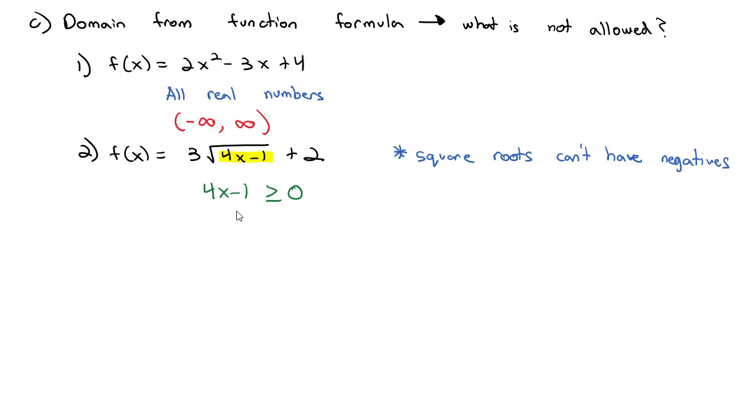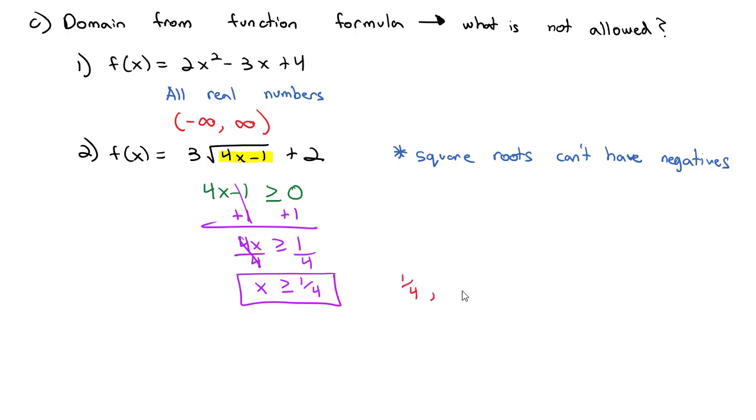So I can solve this inequality by adding 1 to both sides: 4x is greater than or equal to 1, and dividing both sides by 4, x is greater than or equal to 1/4 becomes my domain. I could write that in interval notation, saying that x can go from 1/4 up to as big of a number as it wants. And because we have or equal to, we're going to do a square bracket for the 1/4.